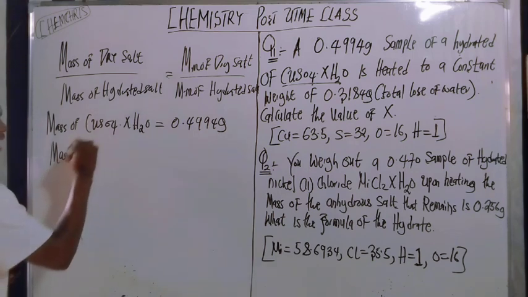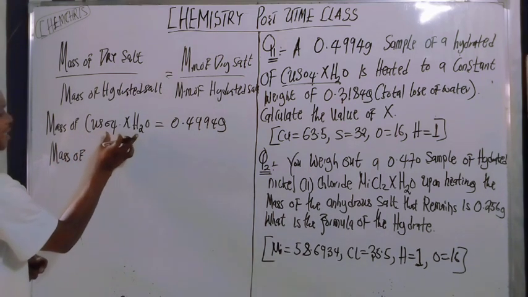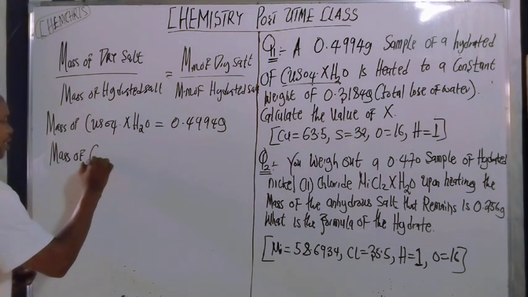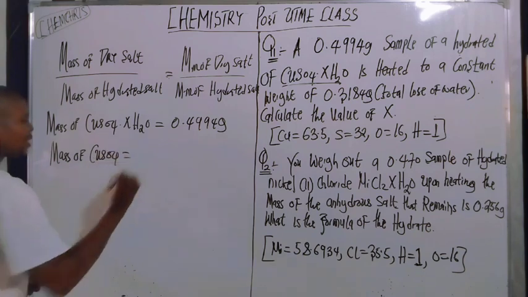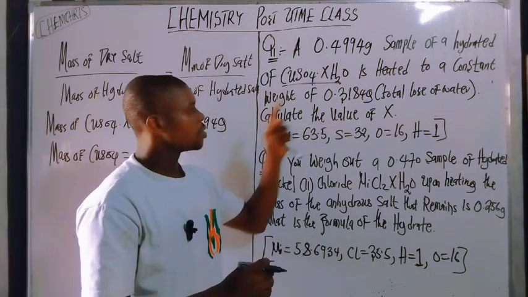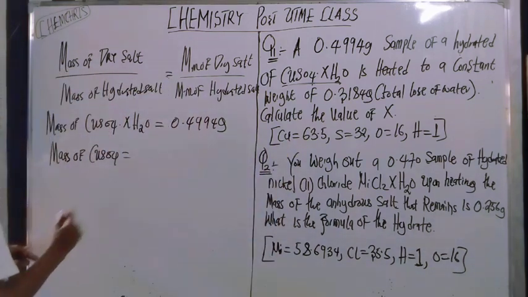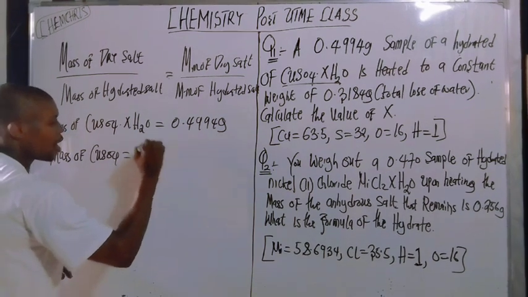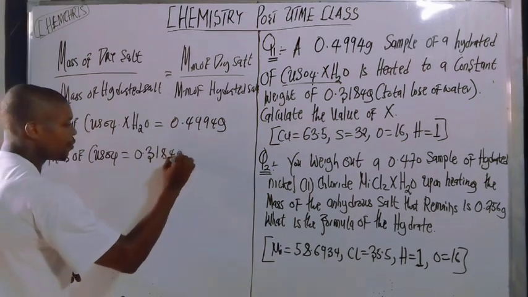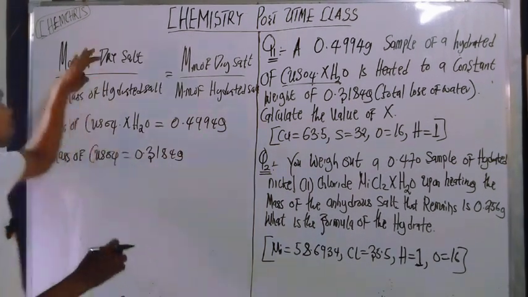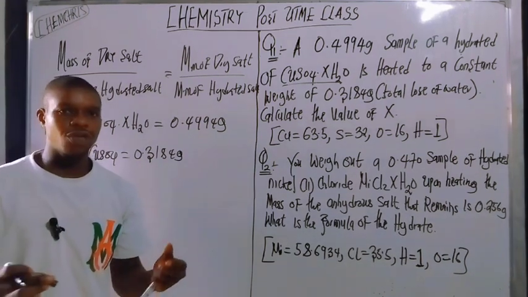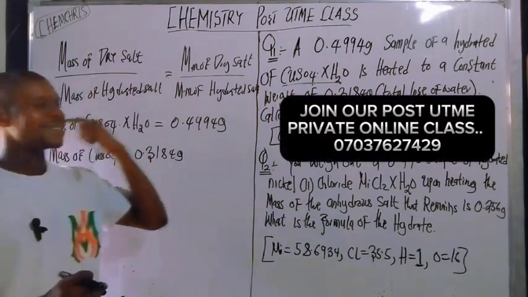So there is mass of dry salt. Now this one is the agitated salt. Mass of dry salt, CuSO4, was given to me to be 0.3184 gram. And so we have known this one here.